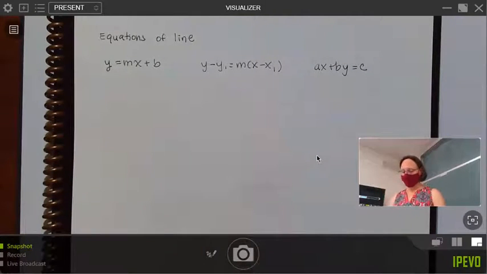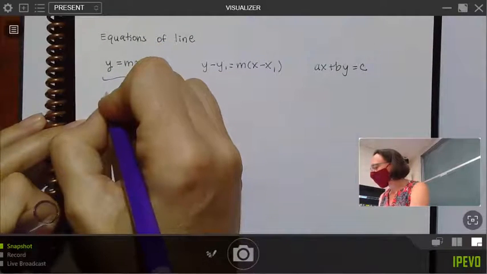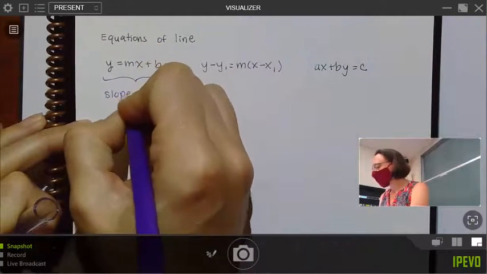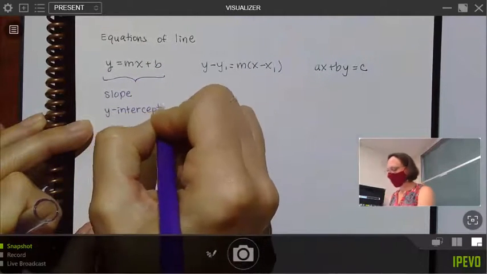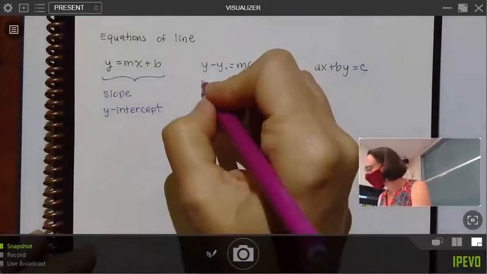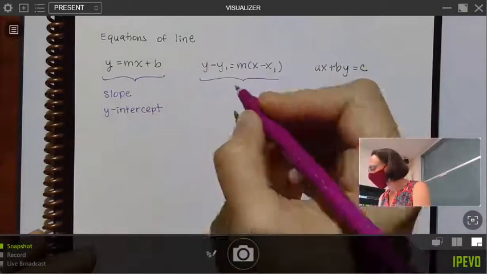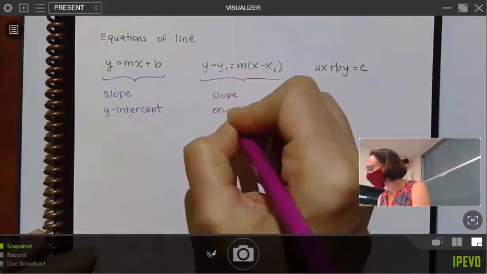The first two are the ones that we're going to work with the most often. This is the really helpful form if what I know is the slope and the y-intercept. This version is a better form if I know the slope and one point.